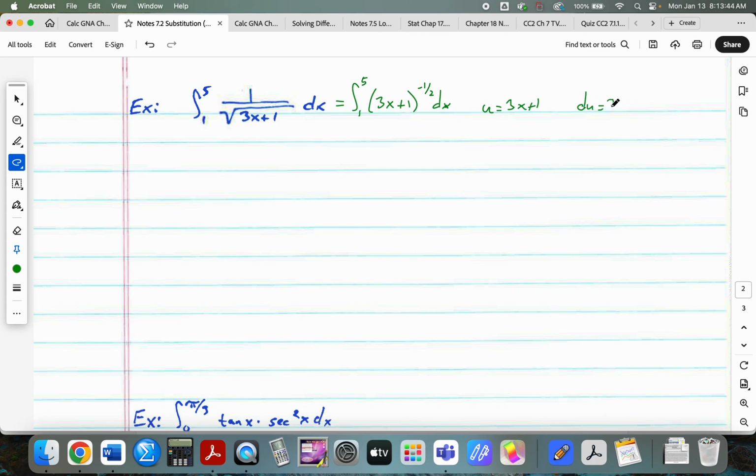Du then is 3 dx. I don't have a 3 dx, so I multiply both sides by 1/3. I get 1/3 du is equal to dx. So now my new integral will have an integrand of u to the negative 1/2 times 1/3 du.